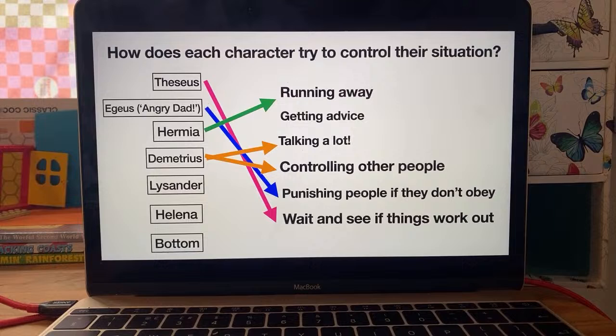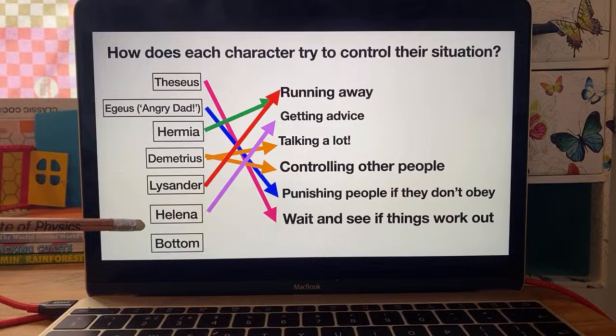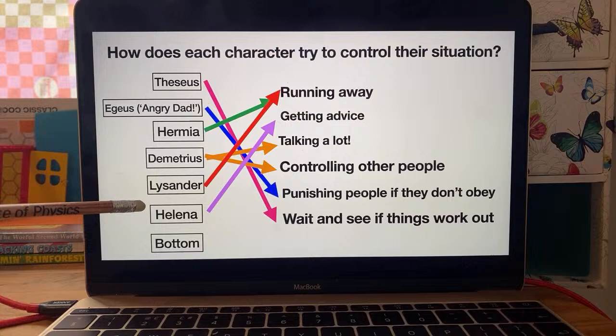You could say that. I've put he's talking a lot. I don't know if I agree with that now, actually, but I was just thinking how really his only way of trying to control his situation is trying to persuade Hermia that she should be in love with him. Lysander's definitely running away. It was his idea. Helena, again, I don't think she's running away to try and control her situation. What is her situation? She really wants Demetrius to be in love with her.